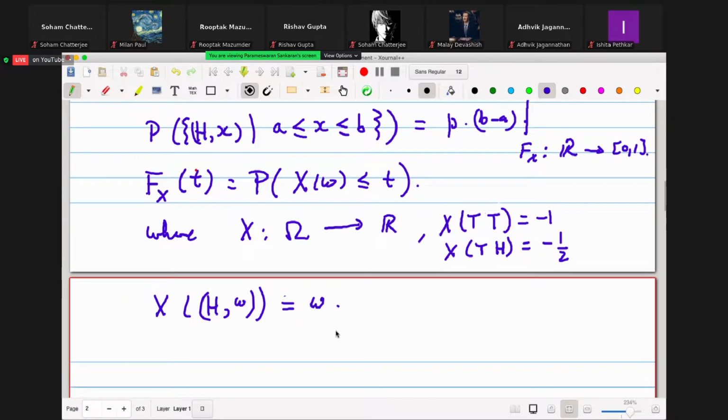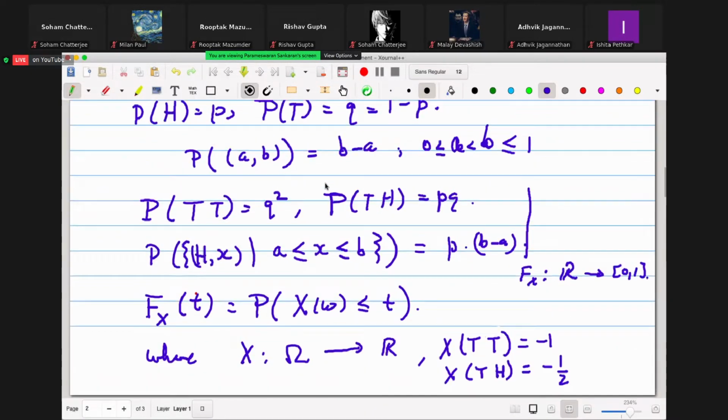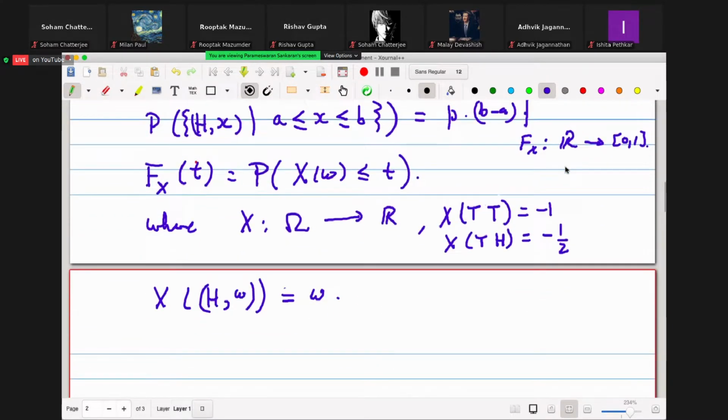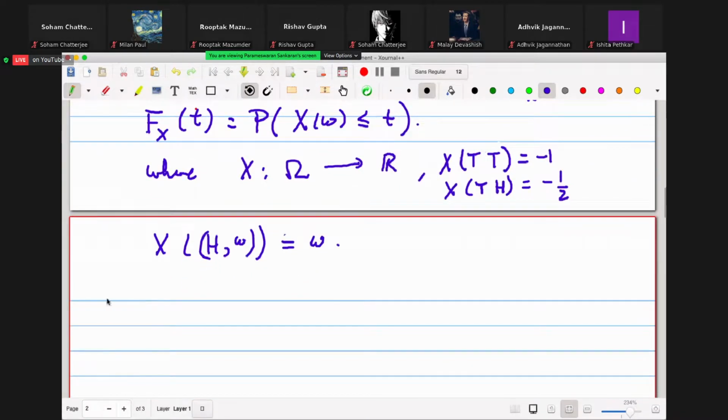So mind you, omega is a real number between 0 and 1. That's in the definition of capital omega. So when the first coordinate is h, the second coordinate takes values between 0 and 1. So I just write here omega. And now what is F X?